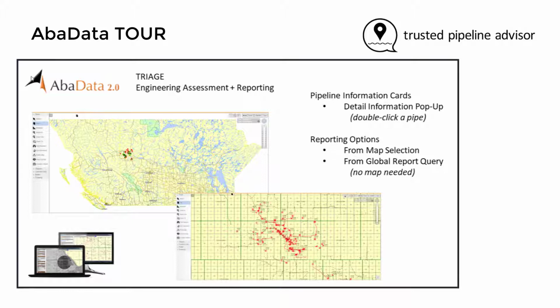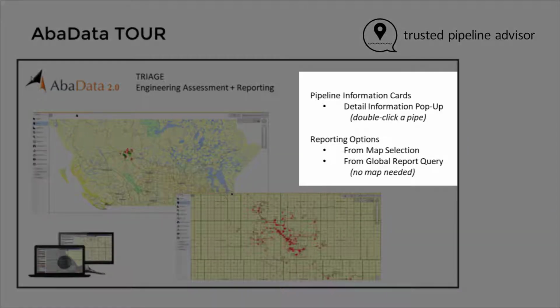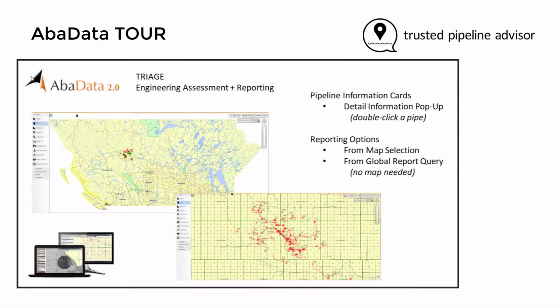Subscribers to both AbaData and triage gain full access to the triage hazard assessment results and corresponding mitigation guidance from within all data viewing and reporting elements. Access includes detailed pipeline investigations from within the map by double-clicking a single pipeline to launch the detailed AbaData pipeline data cards. The user can select one or more pipelines in preparation for launching a suite of 5 different triage engineering assessment reports for a map selection, or use the global report query tool to create a selection of pipelines for reporting.